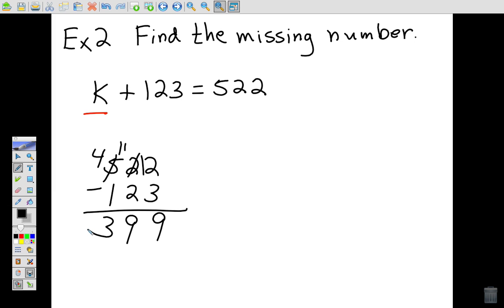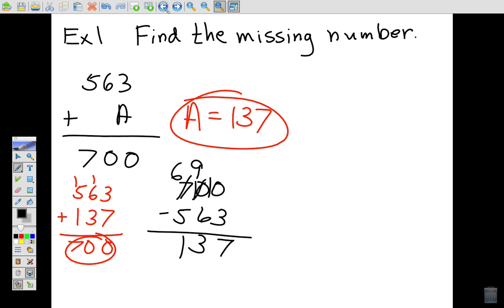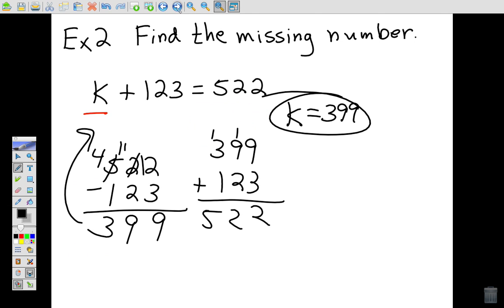Now let's check that. Let's see if K is 399. So let's take 399 plus the 123, and let's see if we get 522. And we do. So it checks out. So K then, I would finish this off by writing K is equal to 399. And I'm going to go back a screen, and I just want to make sure that we ended it off with what our actual answer was.